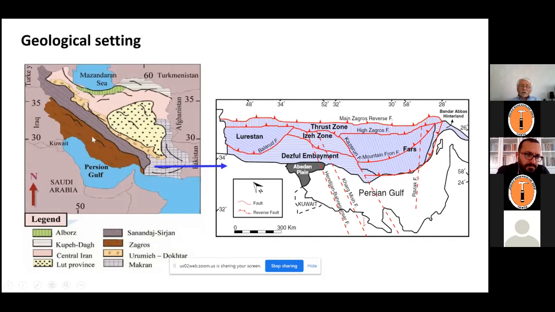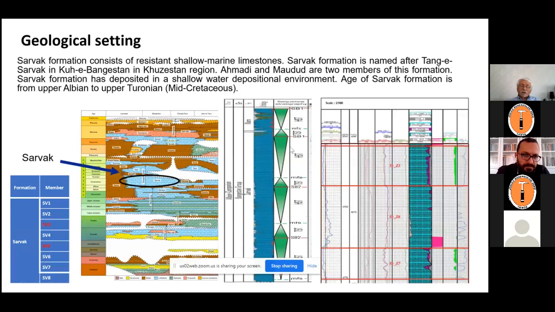And also Zagros is subdivided into different parts, such as Bandar Abbas hinterland, interior Fars, Persian Gulf or coastal Fars, and also Lurestan and Kirkuk environment in Iraq. This field is located in this environment. In this paper, we studied the Sarvak formation.